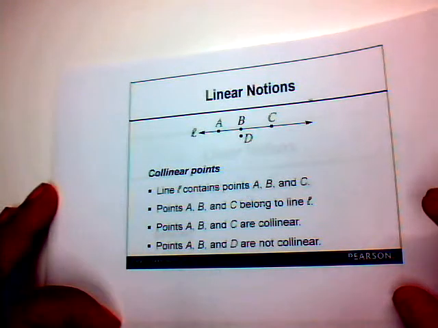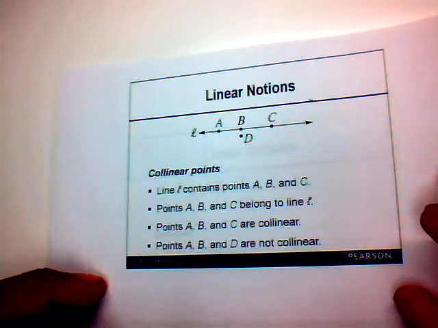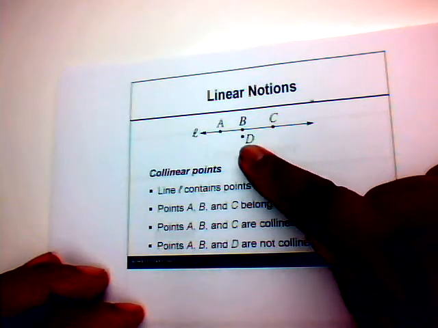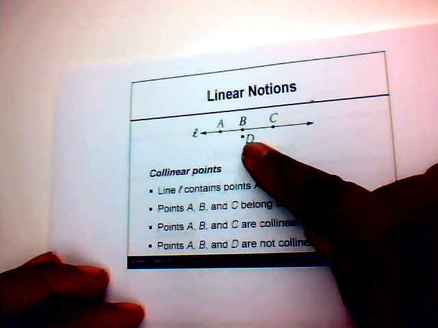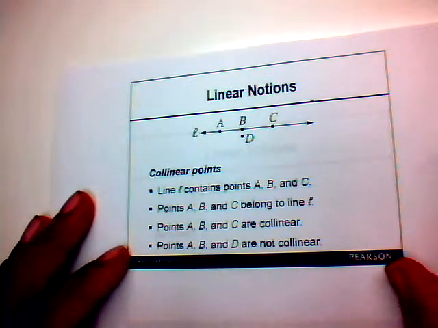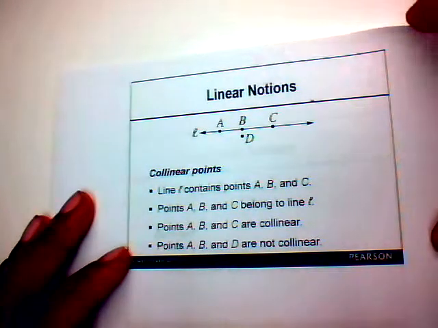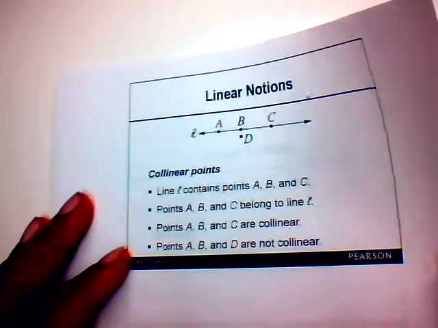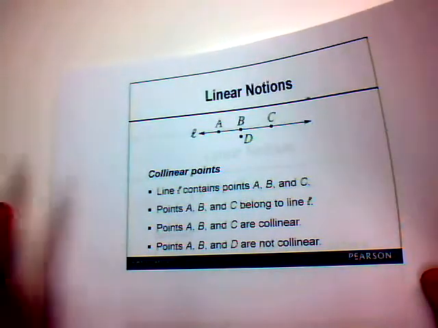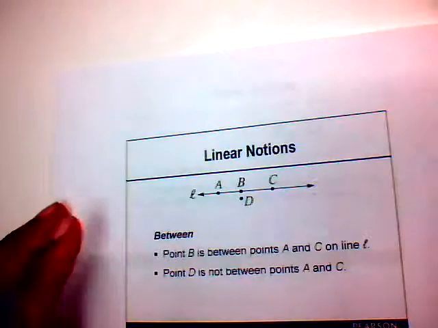And then points A, B, and C are collinear, but points A, B, and D are not collinear because point D does not fall on that line L. It's outside the line. That's why A, B, and D are not collinear, because we can't get all of those 3 points on one single straight line.